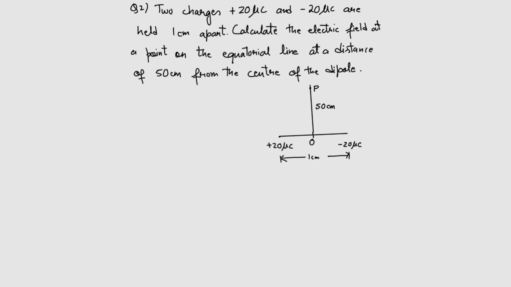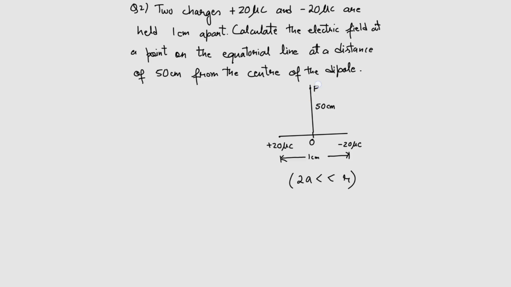If you compare the distances, you need 50 centimeter but this is 1 centimeter. Compare 2A with R. This 1 centimeter is 2A, but R is 50 centimeter. Do you see that this 2A is very, very small as compared to R? So here you can use the condition that 2A is very, very small as compared to R.